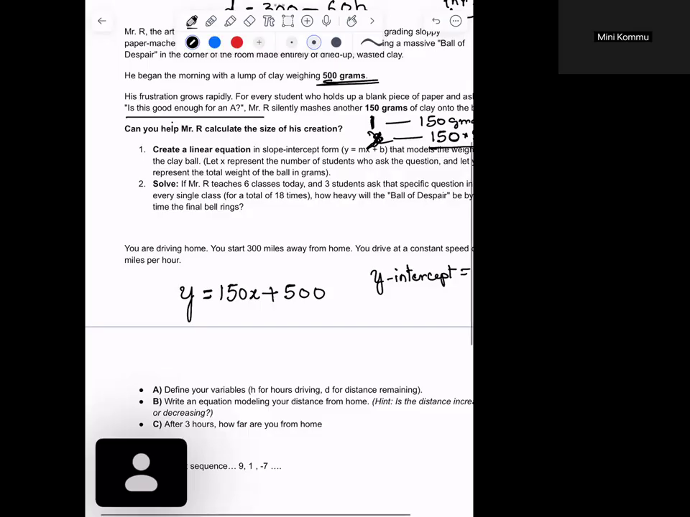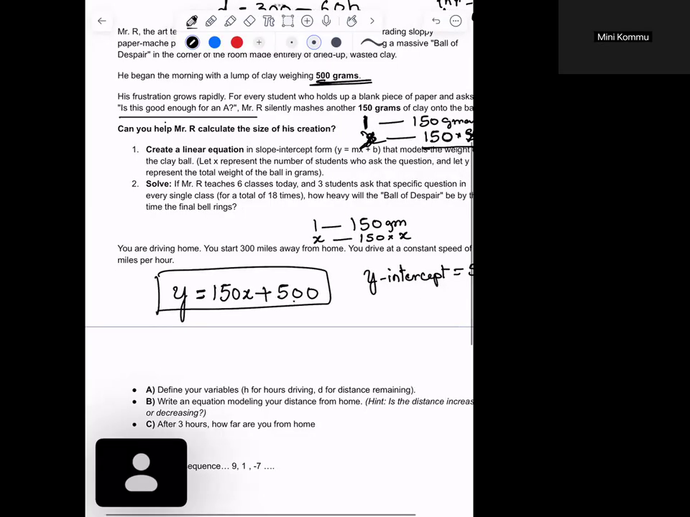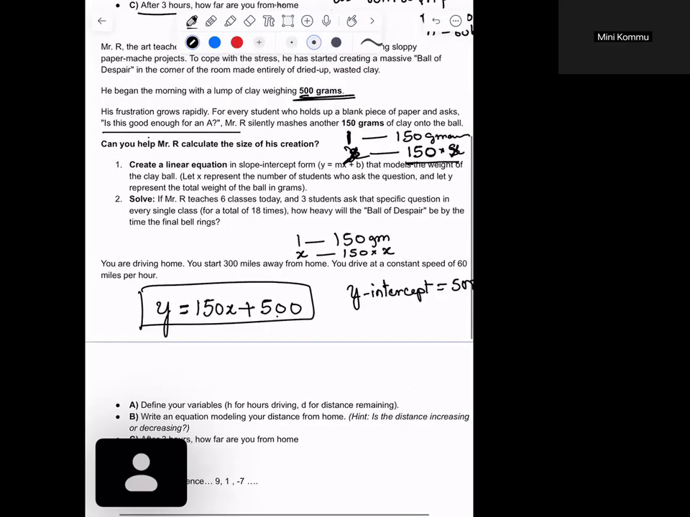Because every time one student asks, he's putting 150 grams of clay. He's adding 150 grams to the 500 grams. If x number of students ask that question, it will be 150 times x. So you have your equation over here. That's about it, guys.